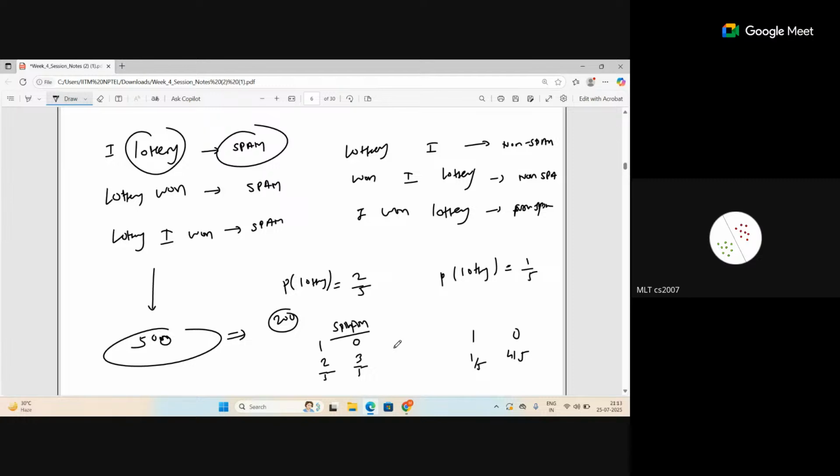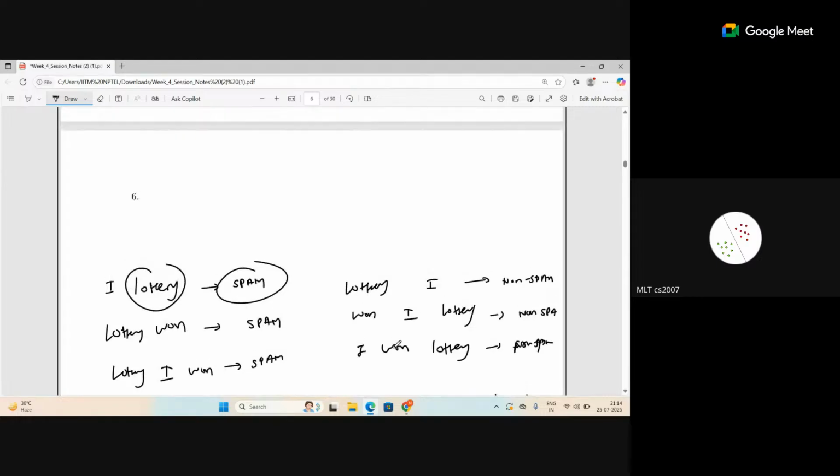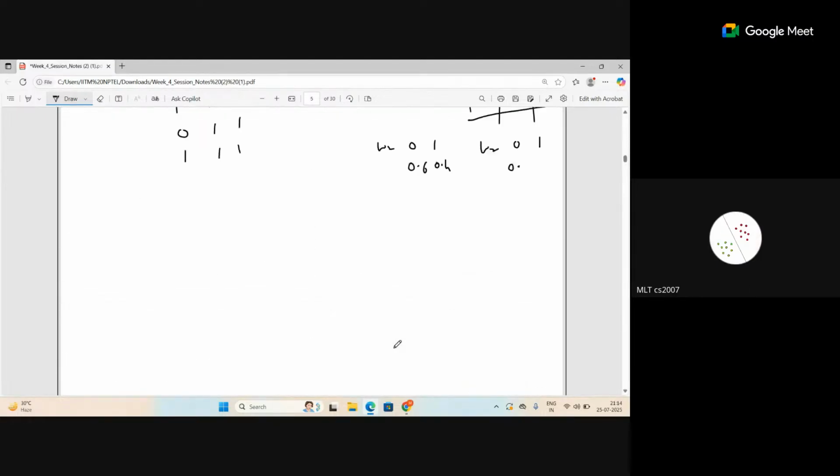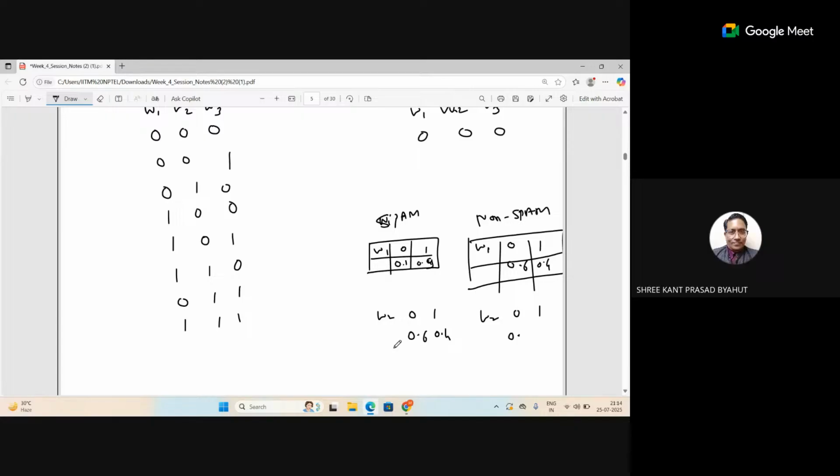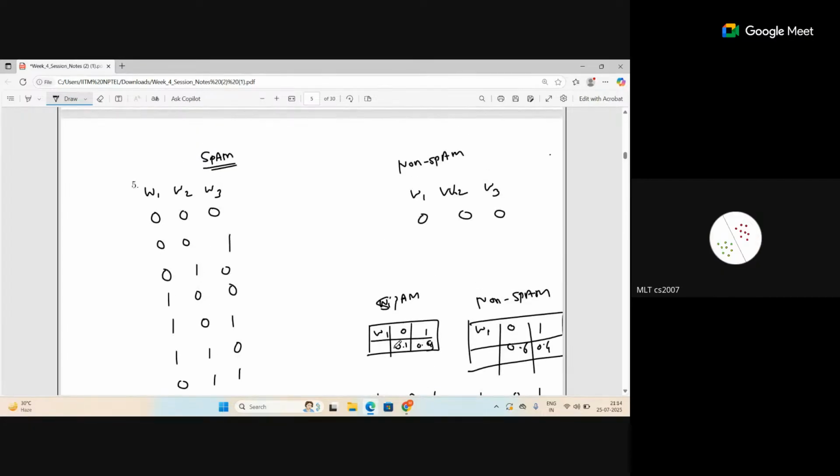Do you get that? I took a random example. It may be right or may not be right, but the thing I wanted to tell you is that the same word appearing will have different probability distributions for spam and for non-spam. So it will have one probability distribution for spam, and a different probability distribution for non-spam, right?